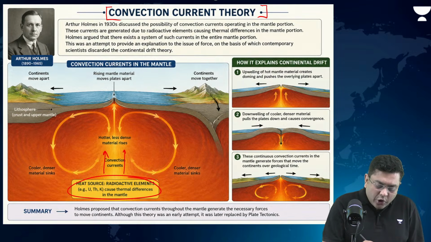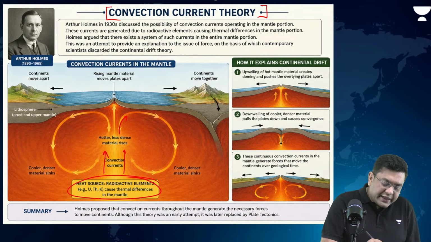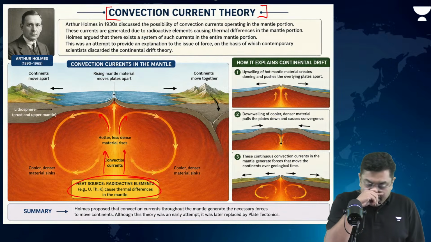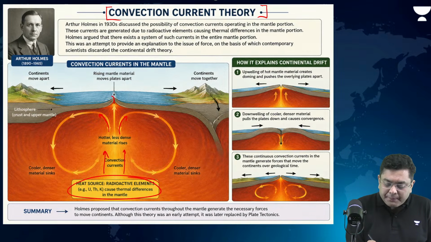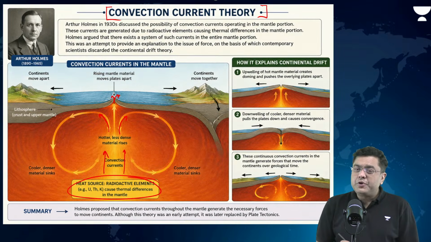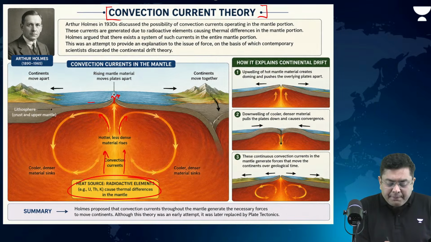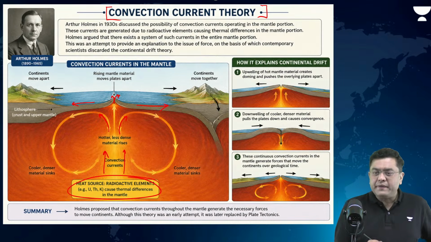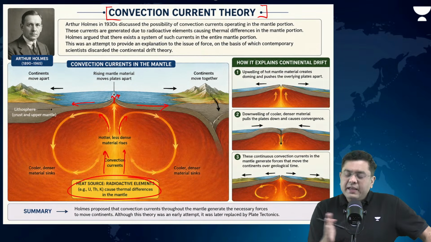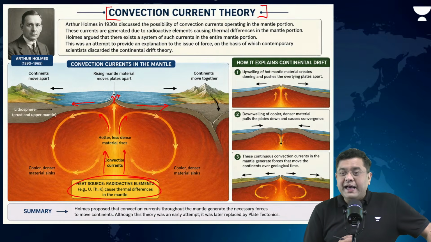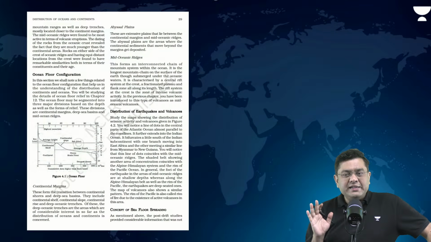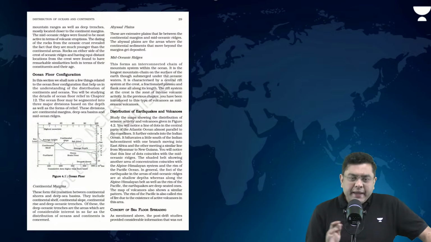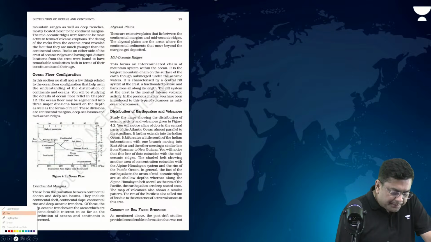And here, the hotter materials tend to rise up. Okay. Now, that can push through in the form of volcanic eruption, and that can even push through the land masses. Land masses can actually move with respect to that also. That was the convection current theory provided by Arthur Holmes. Okay, I hope that is clear.